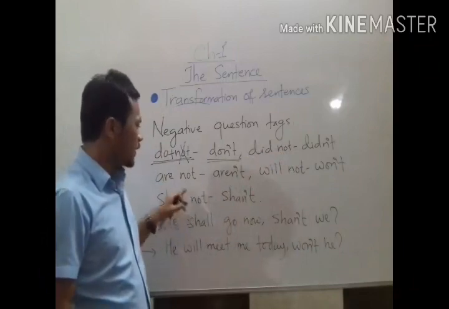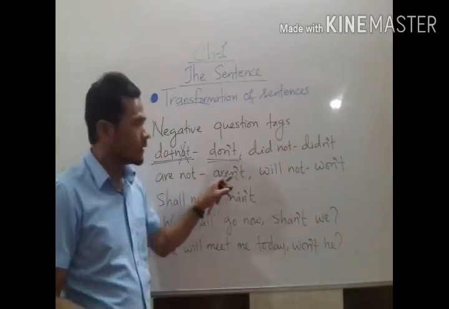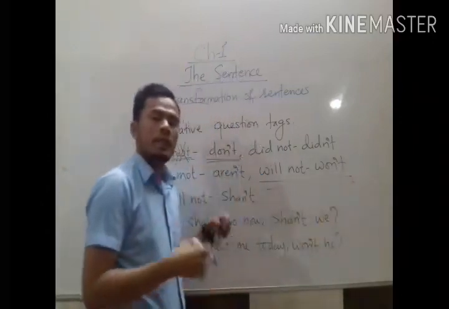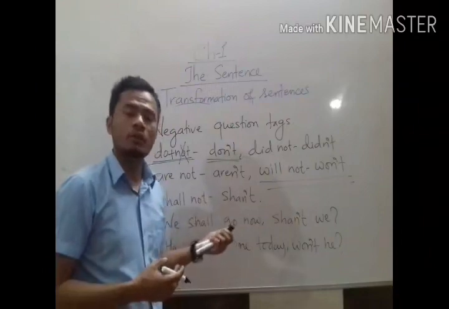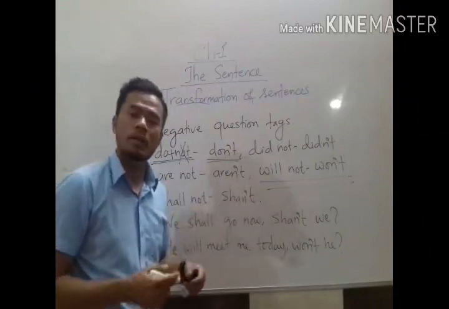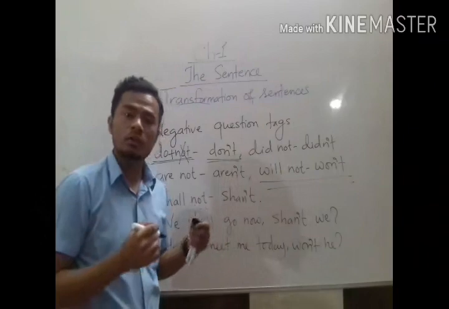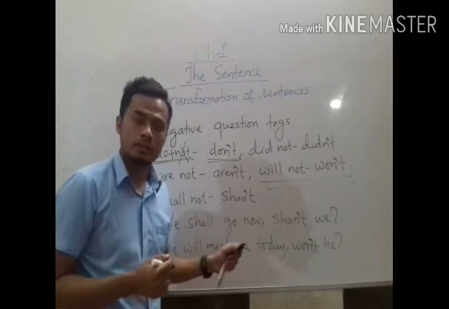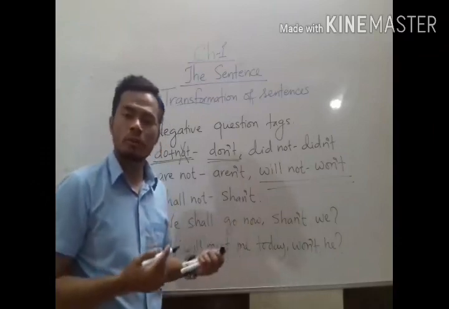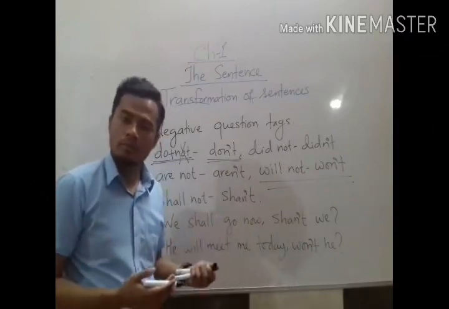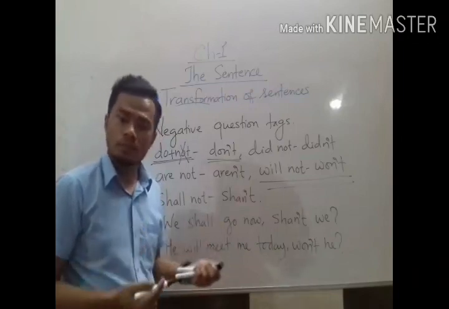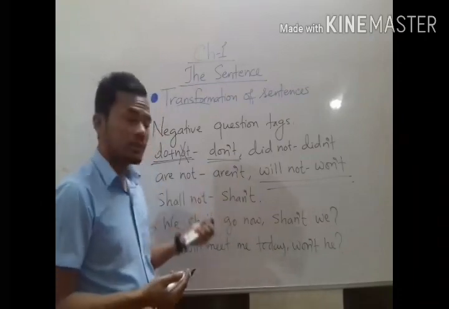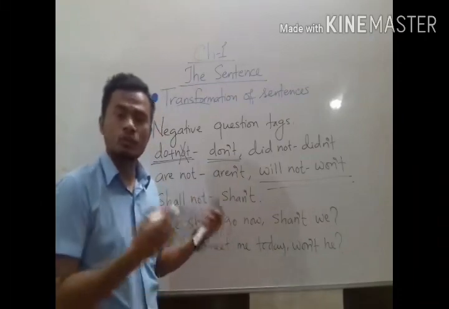Are not will become aren't. Okay, will not will become, there is something different. That means every question tag will not follow the same pattern. Here will not will become won't. So these things you need to remember, you need to memorize. Shall not will become shan't. Others are easy. Cannot will become can't. Could not will become couldn't. Were not will become weren't. And does not will become doesn't, and so on.